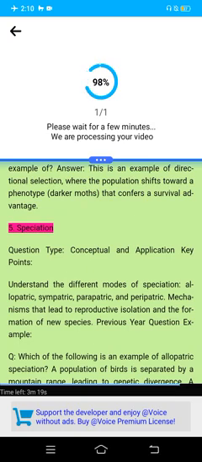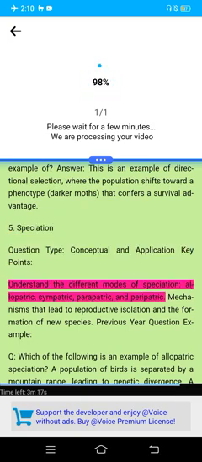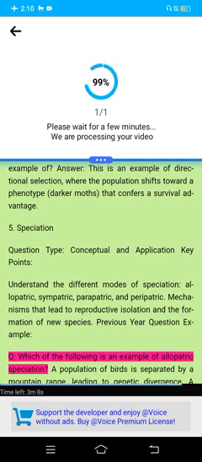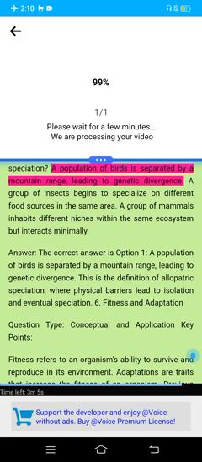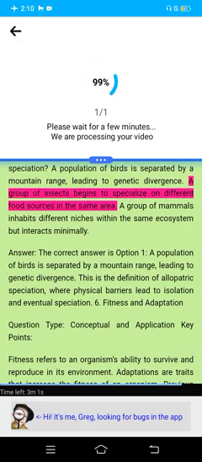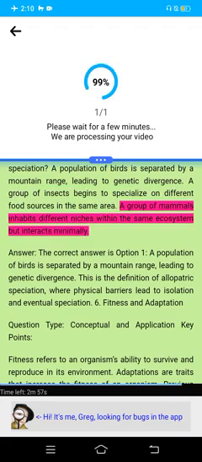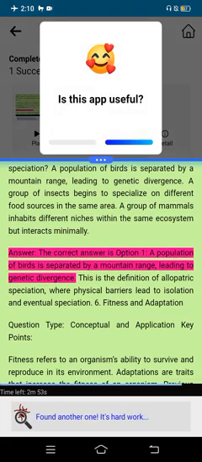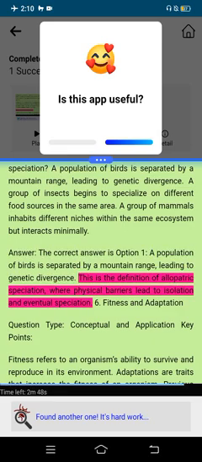5. Speciation. Question type: conceptual and application. Key points: Understand the different modes of speciation: allopatric, sympatric, and parapatric. Mechanisms that lead to reproductive isolation and the formation of new species. Previous year question example. Which of the following is an example of allopatric speciation? Option 1: A population of birds is separated by a mountain range, leading to genetic divergence. Option 2: A group of insects begins to specialize on different food sources in the same area. Option 3: A group of mammals inhabits different niches within the same ecosystem but interacts minimally. Answer. The correct answer is option 1. A population of birds is separated by a mountain range, leading to genetic divergence. This is the definition of allopatric speciation, where physical barriers lead to isolation and eventual speciation.